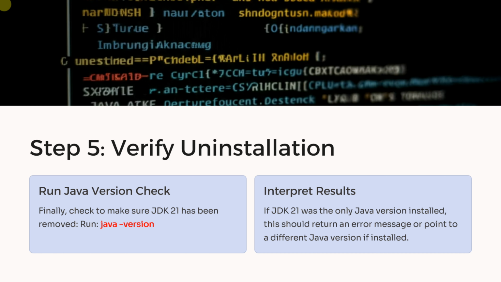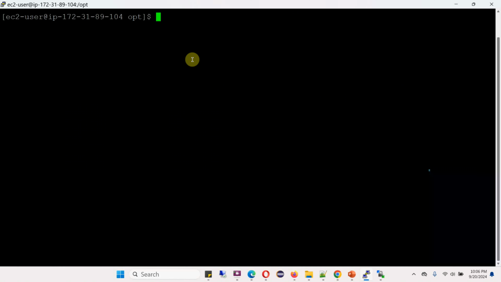Step 5 is verify the uninstallation. For that, we have to run the java -version command. If JDK 21 was the only Java version installed, then this should return an error message or point to a different Java version if installed. Run the command java -version, and here you can see command not found. So from this we will come to know the JDK version is successfully uninstalled from this Linux machine.